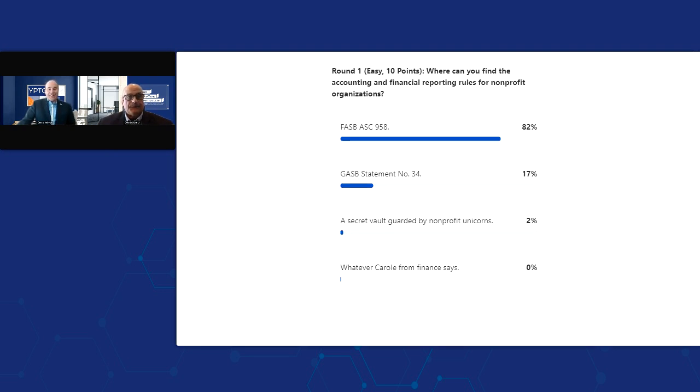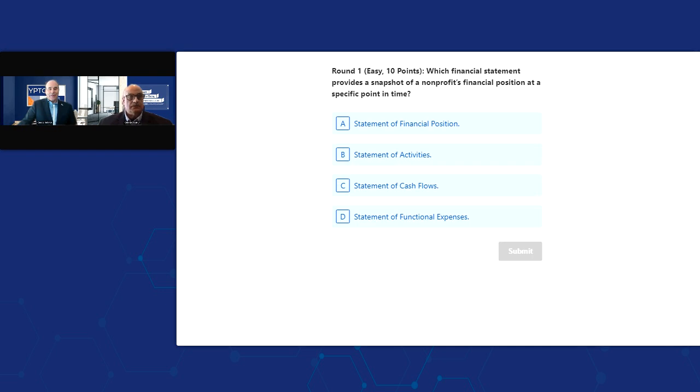It looks like 81.5% of you got that answer correct. So very good. Give yourself 10 points. All right. Our next question, 10-point question. Which financial statement provides a snapshot of a nonprofit's financial position at a specific point in time?